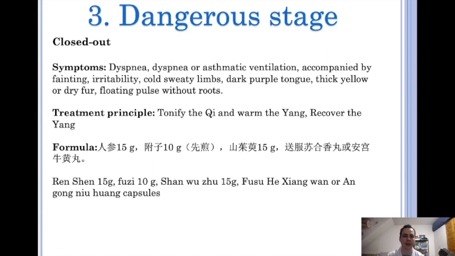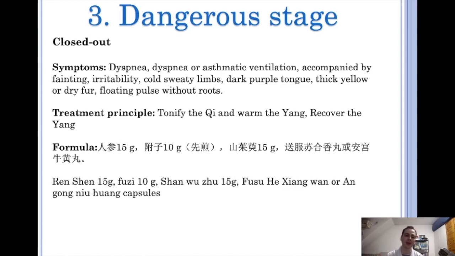losing the yang. Okay, when you actually lose the yang, there is actually a stage where you lose all your yang. So you're going to have that kind of stage. Okay, you faint, you feel cold in your forelimbs. Okay, the tongue looks the same, thick and yellow or dry fur, that's really important. The pulse is going to be floating, okay, why is it floating and with no roots? It's floating and with no roots because there is a yang deficiency and it's too extreme, okay, we're losing all our yang, so we have to recover that yang, so we're going to tonify the qi and warm the yang.